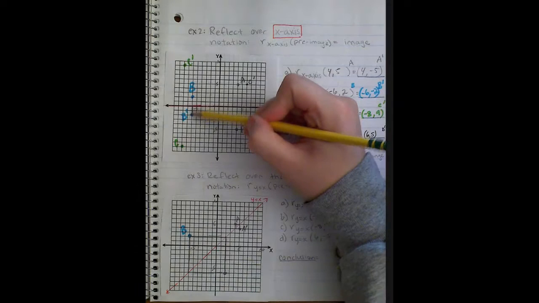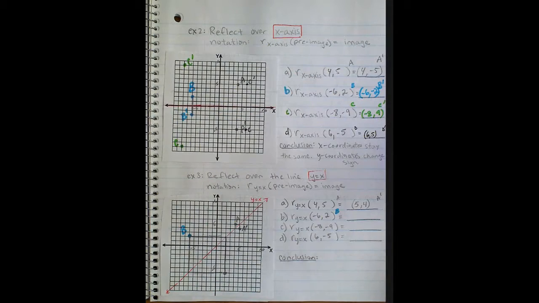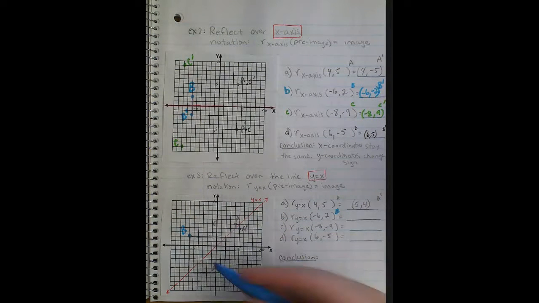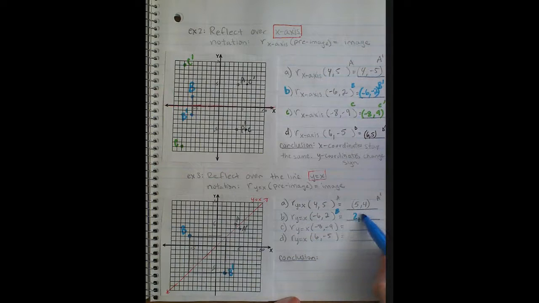It's like the same idea as before, only I only needed to draw one of them to count the units. Now I need to do 2. And that's where B prime is going to be located at 2, -6.